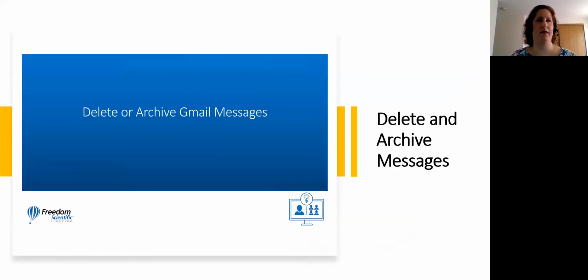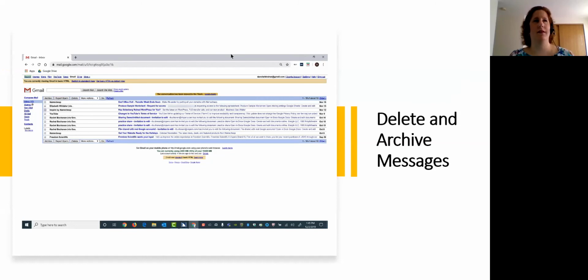Slide 16. Archive Gmail messages. When you delete a message, it stays in the trash folder for 30 days. After that time, messages are permanently deleted from your account and cannot be recovered. If you want to remove a message from your inbox, you can perform different actions. For example, you could archive the message, you could delete a single message, or delete multiple messages, and finally, you can also empty the trash.